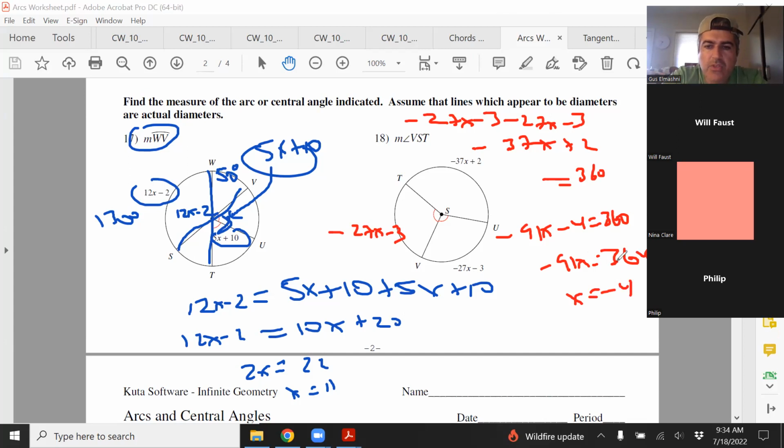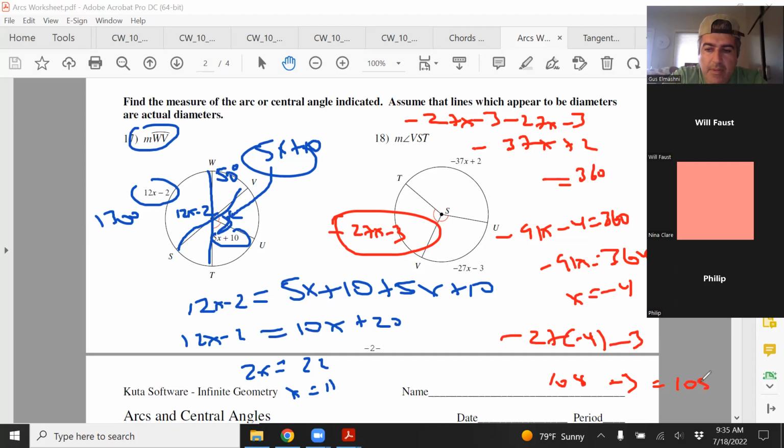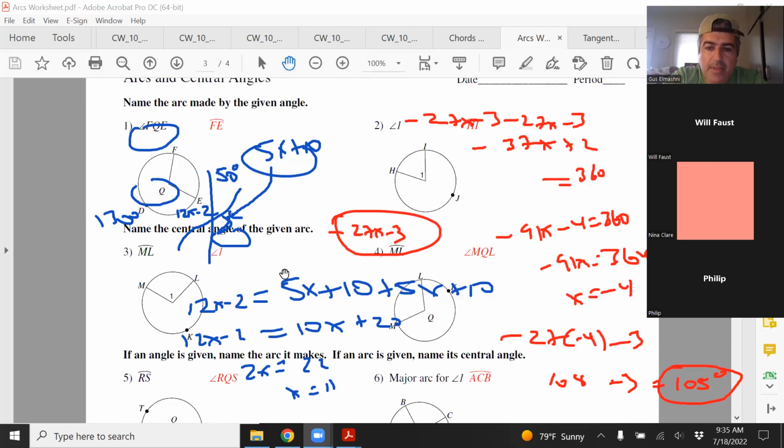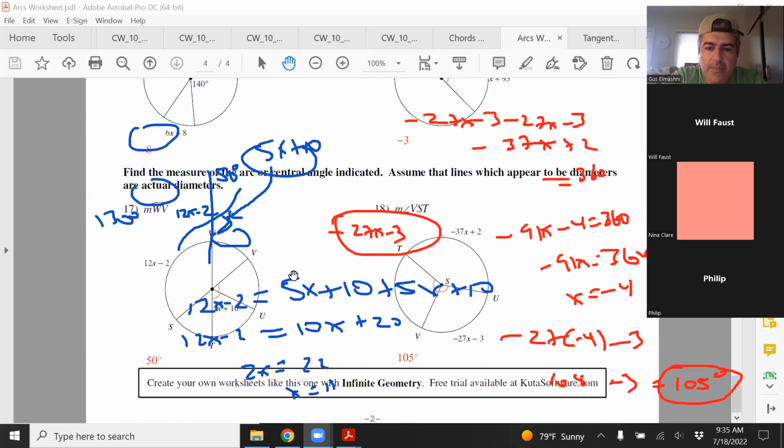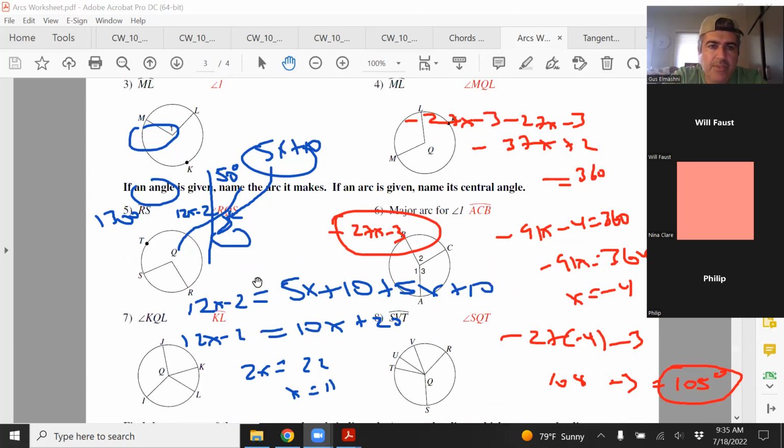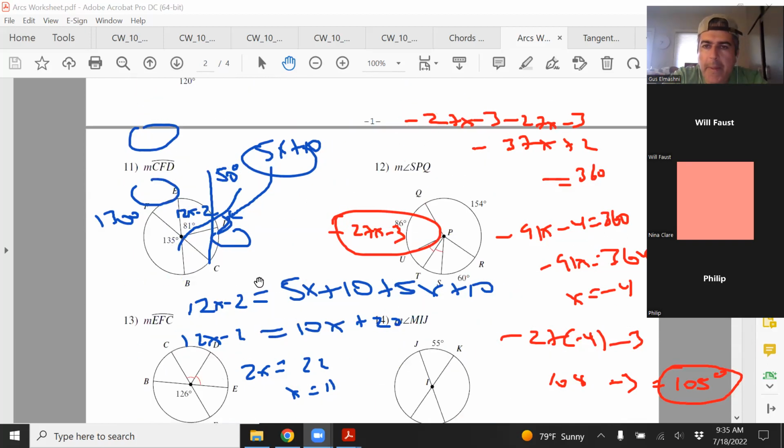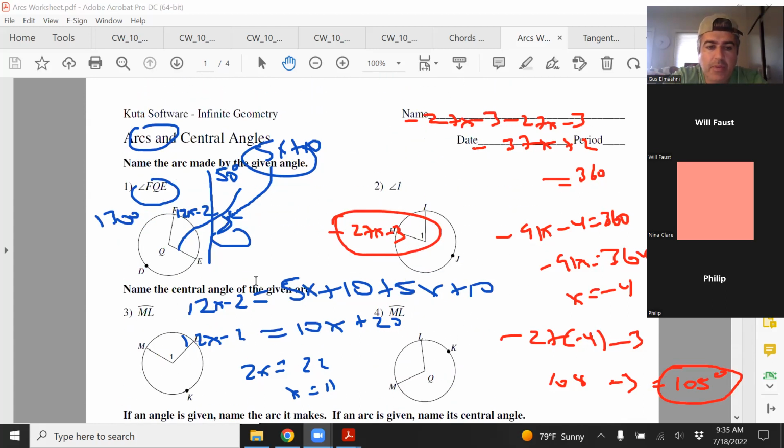Got it. So if x is negative 4, and you want angle VST, you're going to plug in negative 4 into that expression. For it to be 108 minus 3, you should get 105 degrees. The angles or arcs themselves have got to be positive. Yep, 105 degrees. Okay, so that covers arcs. Any questions? Or anything you want me to redo or look over again?